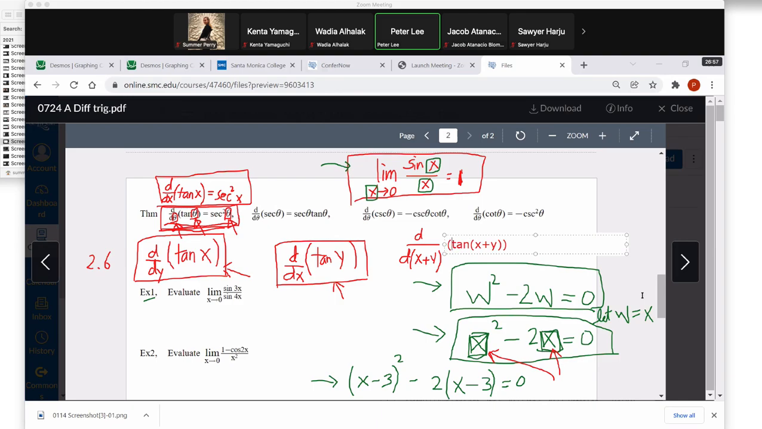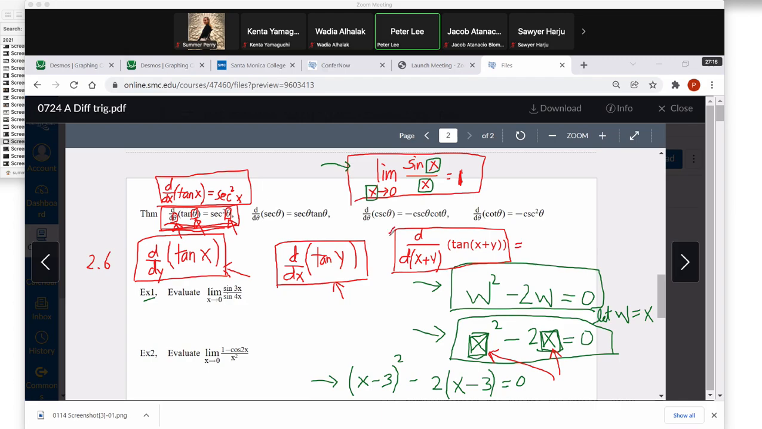Do you think you can tell me what this is? Can you tell me what this is right here? Who can tell me what this guy is? What is the derivative of tangent of x plus y with respect to x plus y?